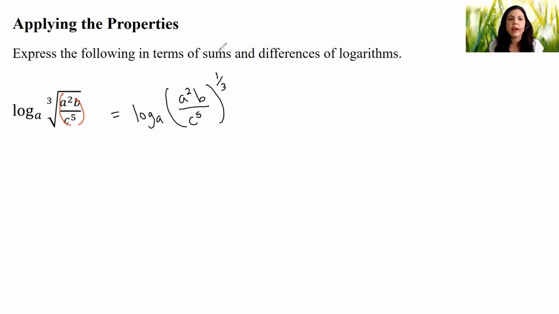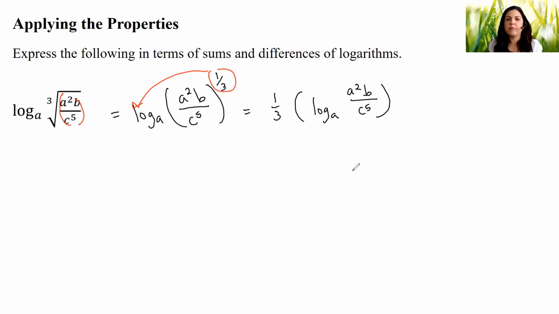And by doing that, I can now apply the power rule, take that exponent, and that gets multiplied by my entire logarithm. So now this becomes 1/3 times log base a of a squared b over c to the fifth. And I don't need that parentheses around that expression anymore. That 1/3 is being multiplied by the entire logarithm.